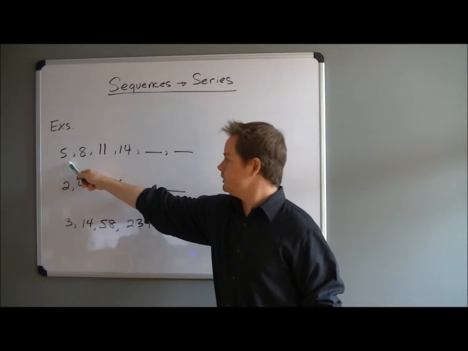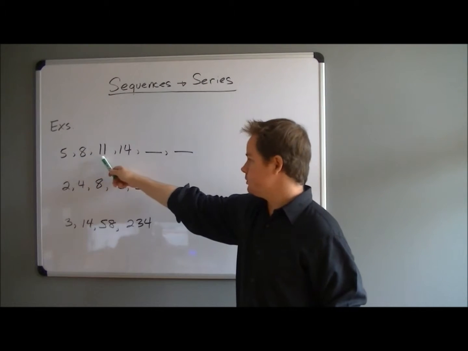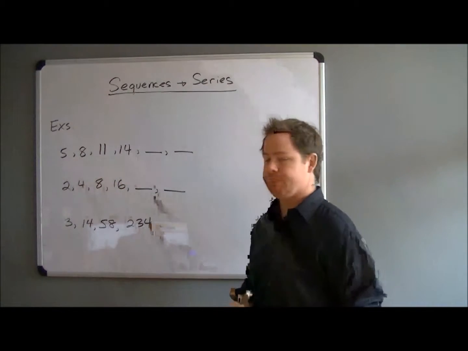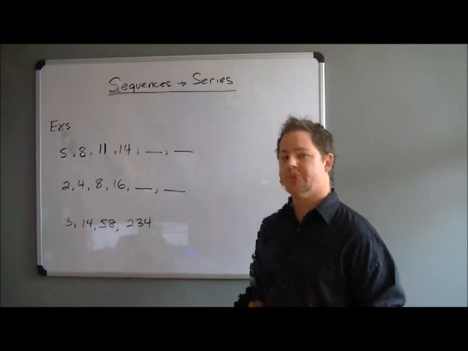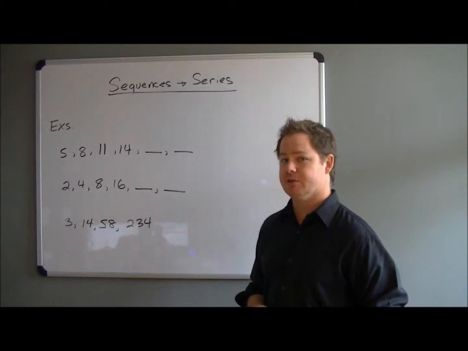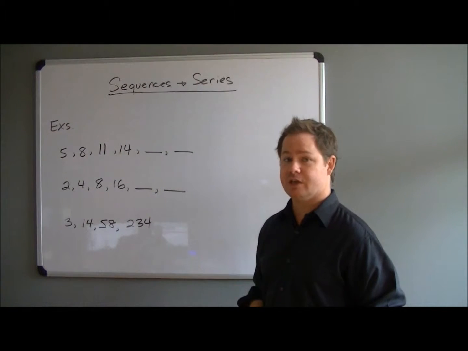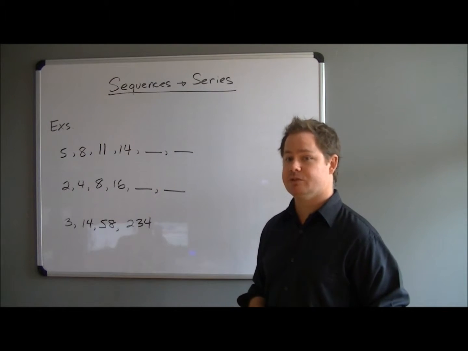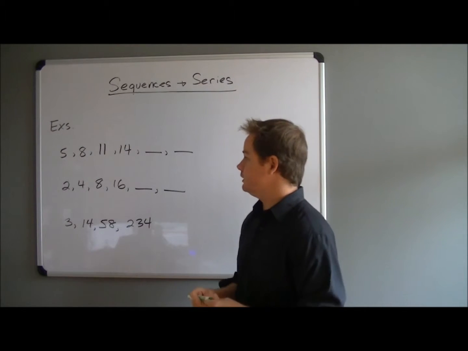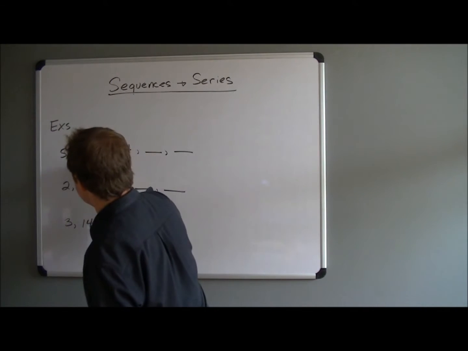So if we look at these first couple examples, in the first one, we start with 5 as our first term. We go from 5 to 8 to 11 to 14. So first of all, let's see if we can identify what type of sequence we'd be looking at here. If you notice, we're adding 3 each time, and when you're adding by the same amount to each term in your sequence, that means that you're looking at an arithmetic sequence.